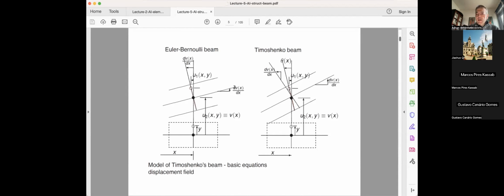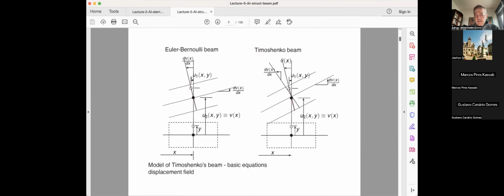Typically, you're talking about small angles. You talk about kinematically linear theory to start with. And basically, with the hypothesis that the cross sections are straight, again, this is a straight line. And on top of that, in Euler-Bernoulli beam, it is still perpendicular to the cross section, to neutral axis. Cross section here and the neutral axis are perpendicular, so they remain perpendicular to each other, cross section, neutral axis. So this angle here, dV/dx, is also found here. And this will be Euler-Bernoulli beam.